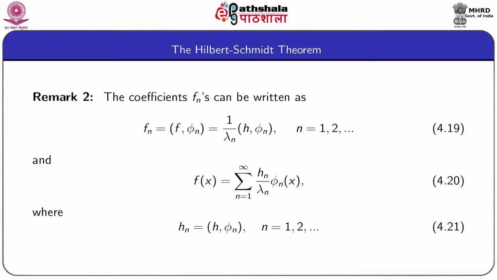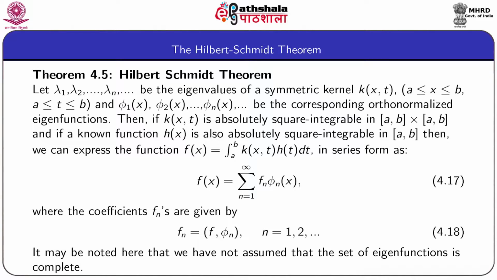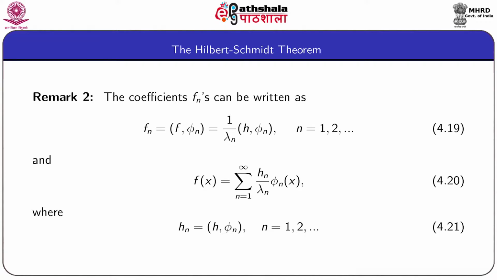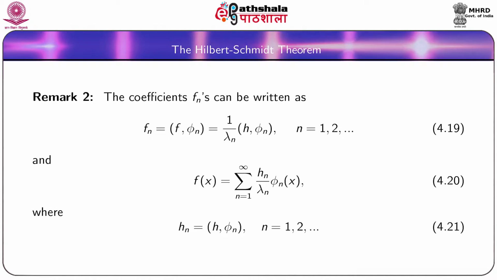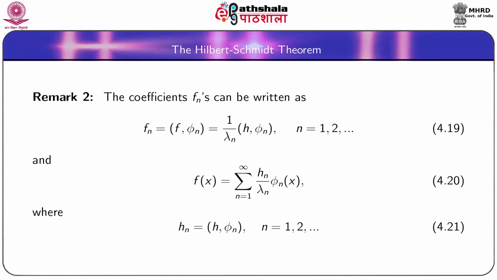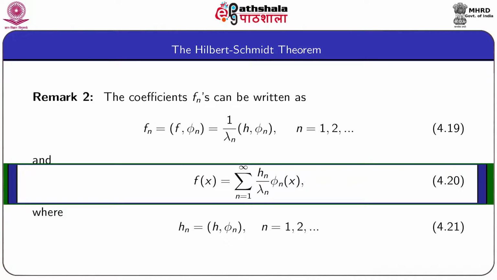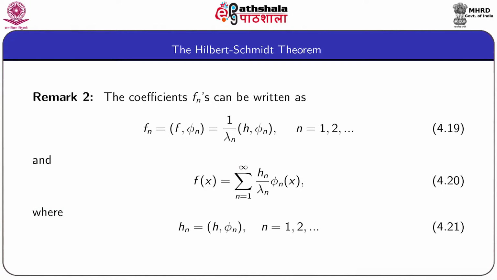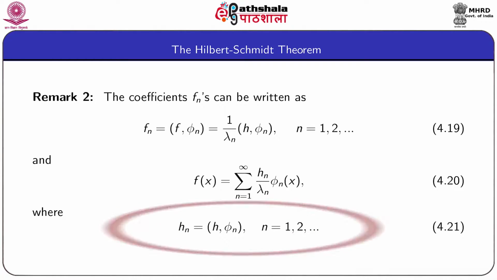Now the coefficients given by equation 4.18, which is the inner product of the functions phi n and f, can be written as f_n equal to 1 by lambda n into inner product of h(x) and phi n(x), so that in the series 4.17 f_n can be replaced by 1 by lambda n into the inner product of h and phi n. So we get f(x) equal to summation n equal to 1 to infinity h_n by lambda n into phi n(x), where h_n is the inner product of h(x) and phi n(x) as given by equation 4.21.